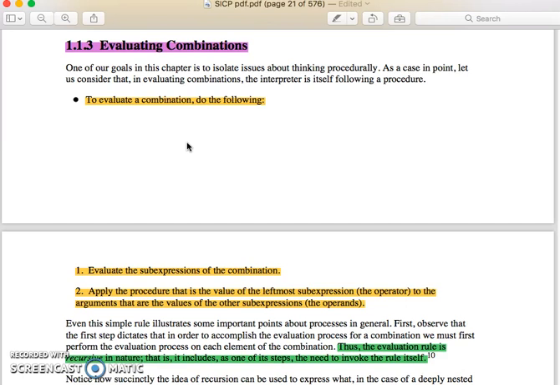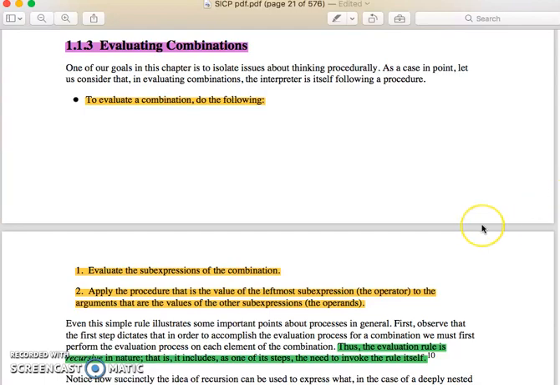1.1.3 Evaluating Combinations. One of our goals in this chapter is to isolate issues about thinking procedurally. As a case in point, let us consider that in evaluating combinations, the interpreter is itself following a procedure. To evaluate a combination, do the following. 1. Evaluate the sub-expressions of the combination. 2. Apply the procedure that is the value of the leftmost sub-expression, the operator, to the arguments that are the values of the other sub-expressions, the operands.